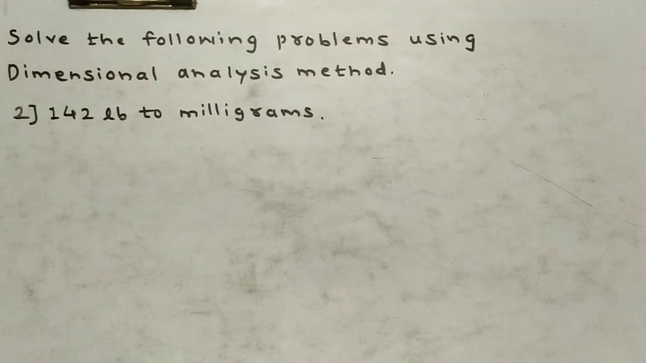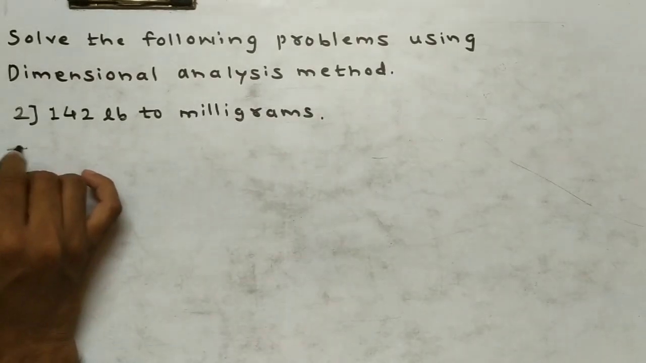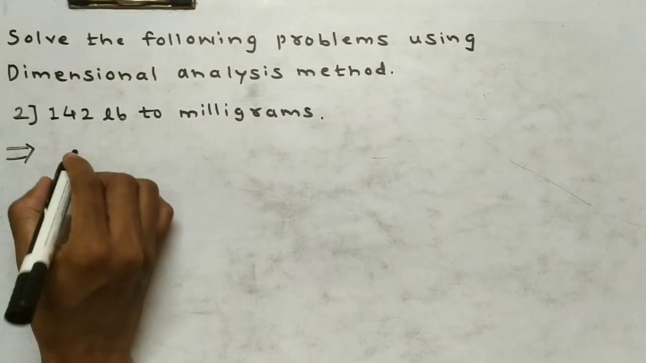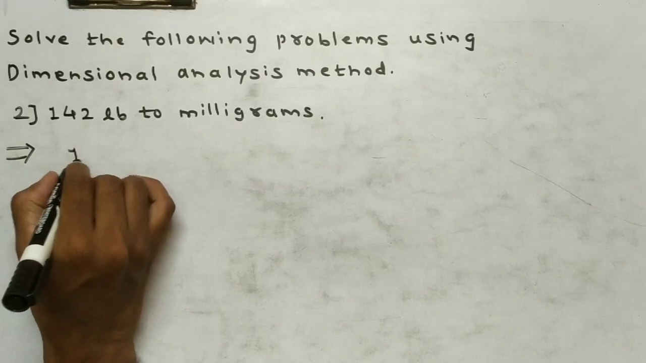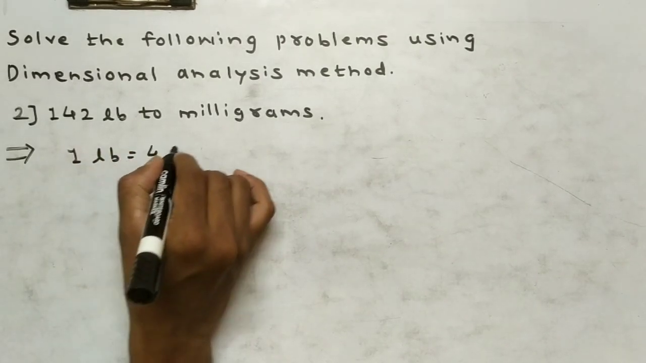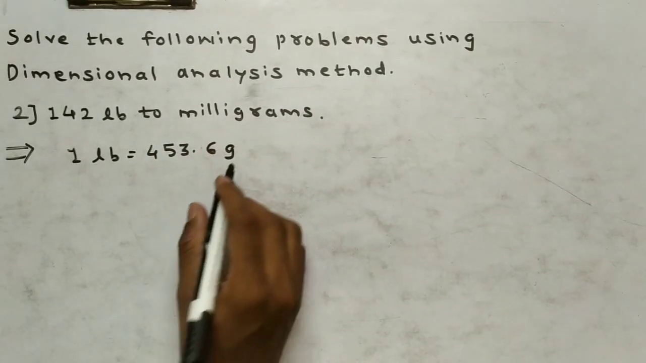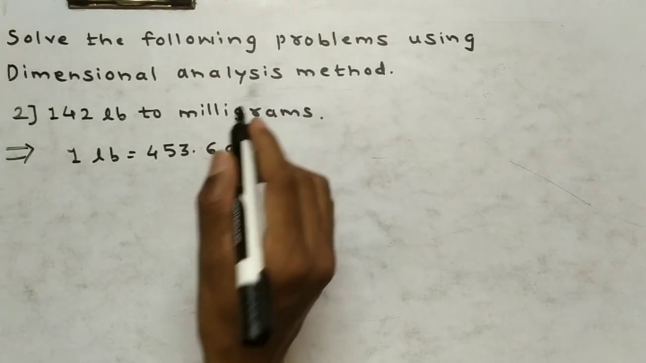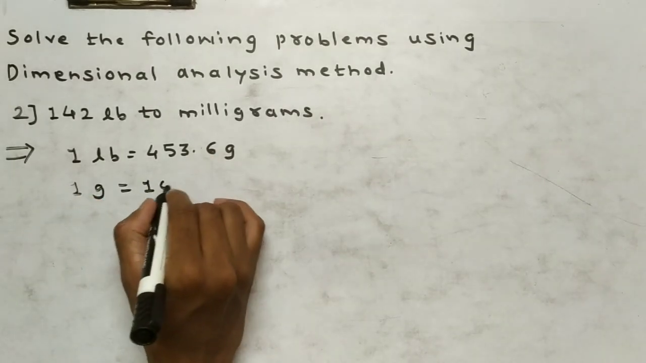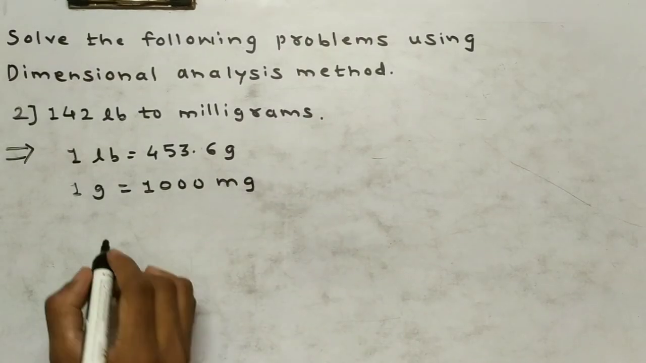Now the second one, so 142 pounds to milligrams. So we'll just write down the conversion factors that we require. So 1 lb equals 453.6 grams, and we want the relation between grams and milligrams. So 1 gram equals 1000 milligrams. Now we'll just start our problem.